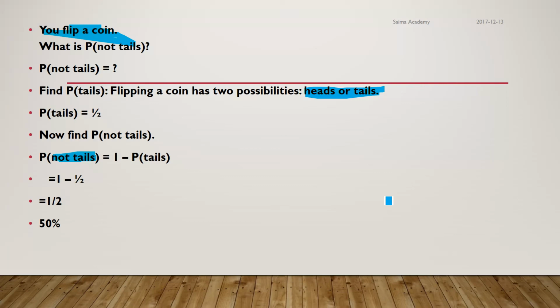So in this lesson you have learned how to calculate the probability of the opposite event.